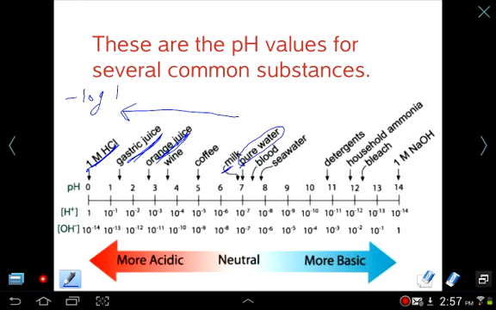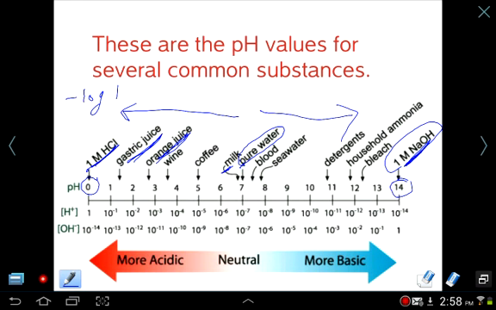And then as you go toward the basic side, the strongest base is your sodium hydroxide. This is your strong base. And a 1 molar solution of sodium hydroxide will have a pH value of 14. Technically, our pH scale goes from 0 up to 14, even though it could extend slightly more into each side.